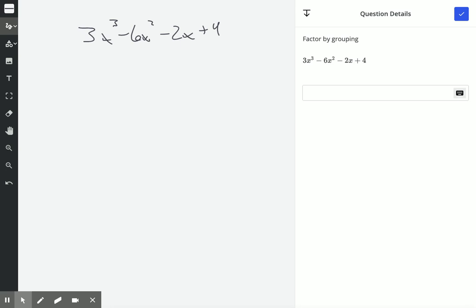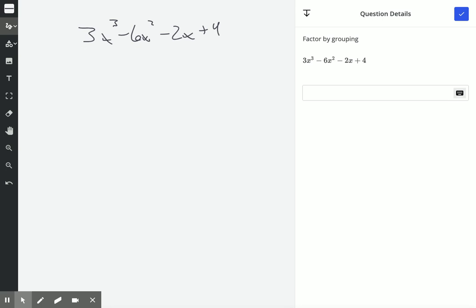This one says factor by grouping. And it's really our only option when we have what I like to call a four-nomial. When I have four terms, our only option is either GCF the whole thing or factor by grouping, which I kind of call GCF three times. And I call it GCF three times because we're going to take the GCF three times.